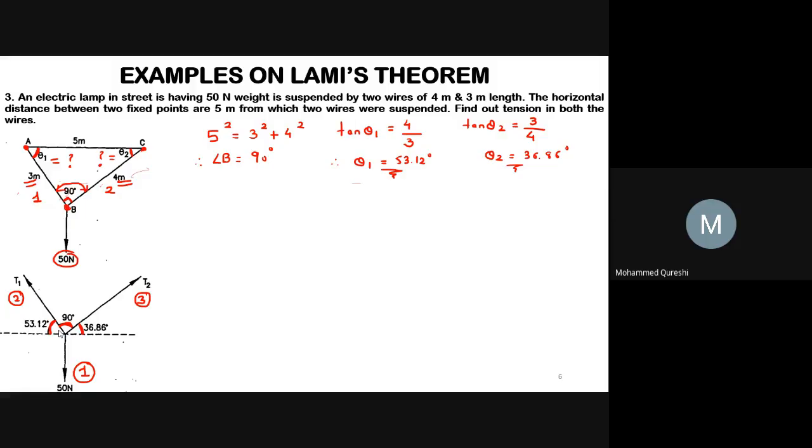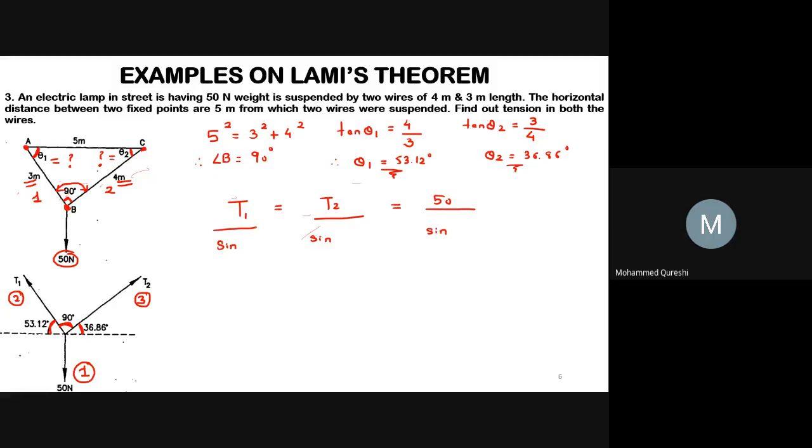Now we will go for Lami's theorem. What does it state? It states that each force is proportional to the sine of the angle between the other two. So T1 upon sine equals T2 upon sine equals 50 upon sine.